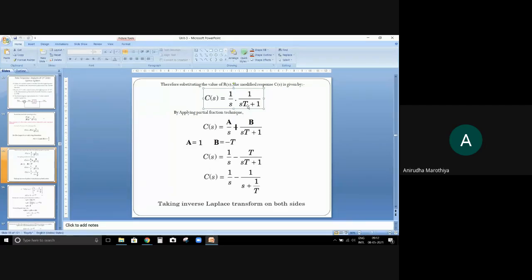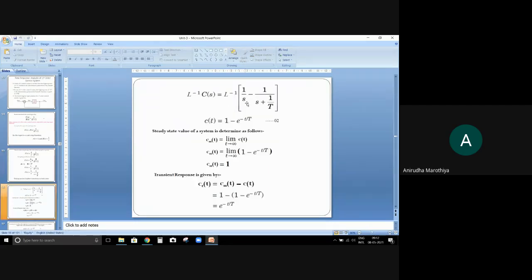Then in step number 3, we need to apply inverse Laplace transform. But while applying inverse Laplace transform, we need to first convert this expression into the standard form. And to achieve that, we need to go for partial fraction technique like A upon S plus B upon ST plus 1. And if you apply the logic, you will get this as an output. Now this is the response of a control system in frequency domain, which is in standard form. That means now we can easily apply the standard formula related to inverse Laplace transform and obtain its corresponding response in the time domain.